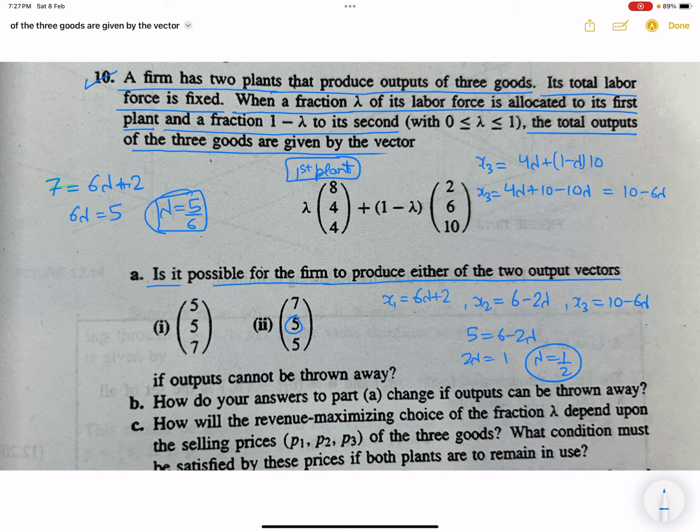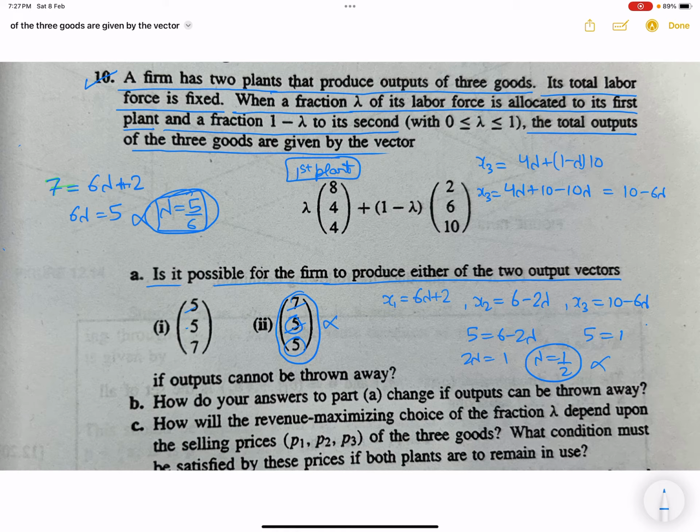So what we can see is that to produce x1 and x2, the value of lambda comes out to be different, which is not possible, because you are supposed to allocate the labor in one go itself. So we cannot produce this output level. Similarly, we can check for the third one as well.